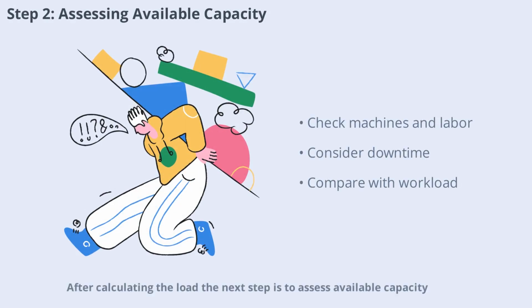After calculating the load, the next step is to assess available capacity. This means looking at the resources on hand: machines, labor hours, and work center availability. It's important to consider factors like maintenance schedules, shift patterns, and unexpected downtime. By comparing available capacity to the calculated load, companies can quickly see if they're on track or if adjustments are needed. This assessment forms the backbone of effective capacity planning.